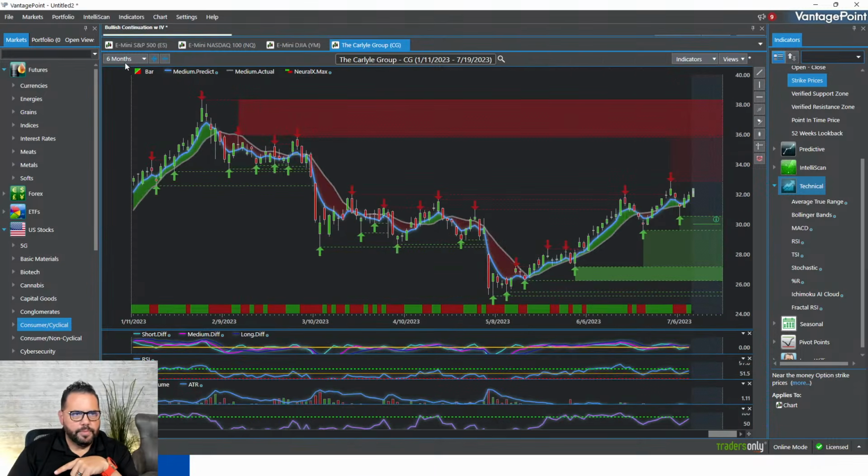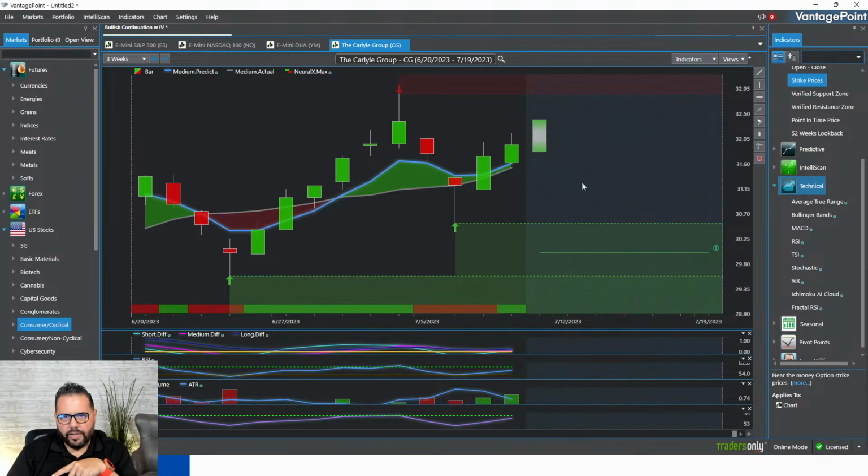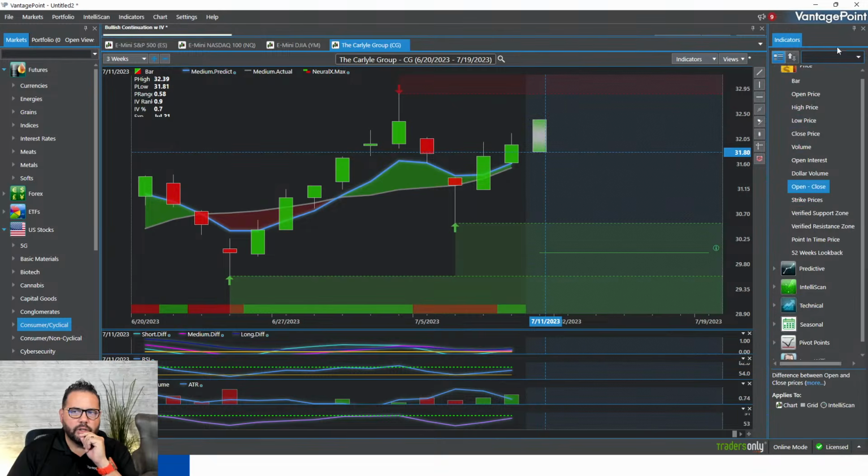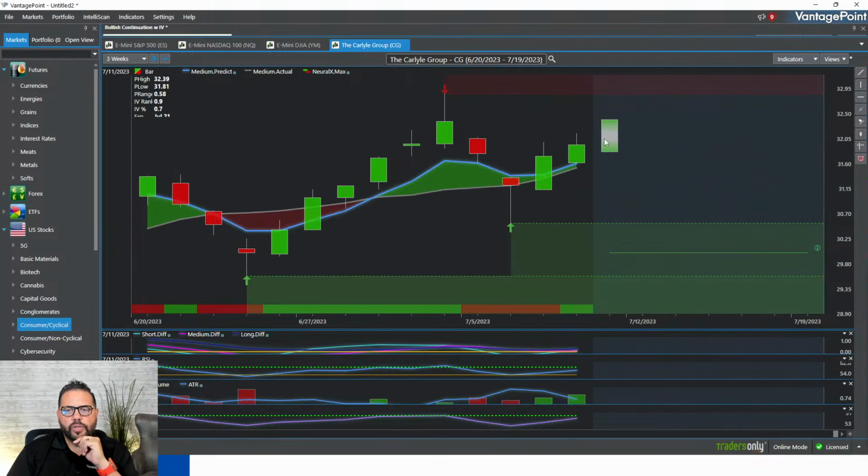Look, nope, let me zero in. I said zero in and then went further away. There we go. Here's the predicted high. Here's the predicted low. In this predicted high and predicted low scenario, if the predicted low is expected to be 31.81, and the predicted high is expected to be 32.39.